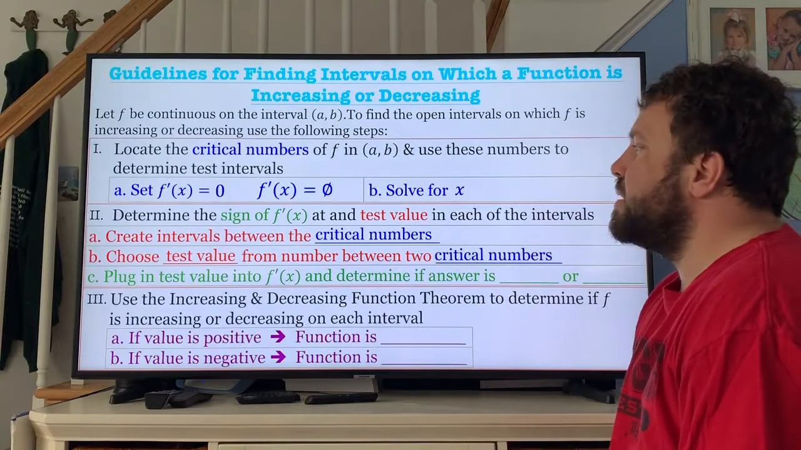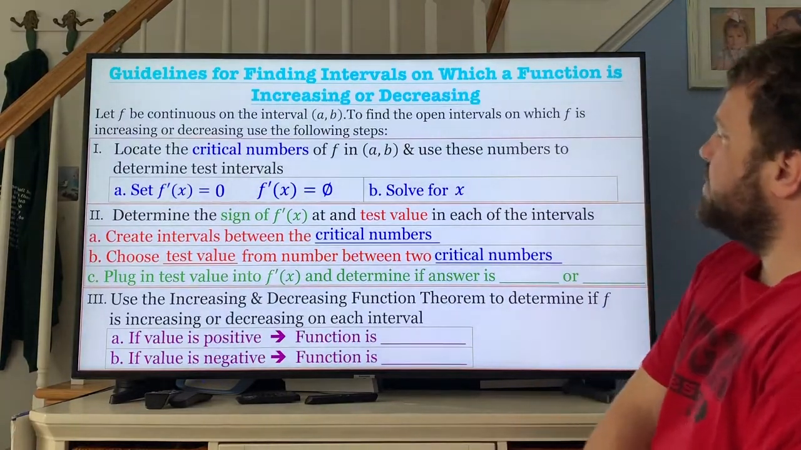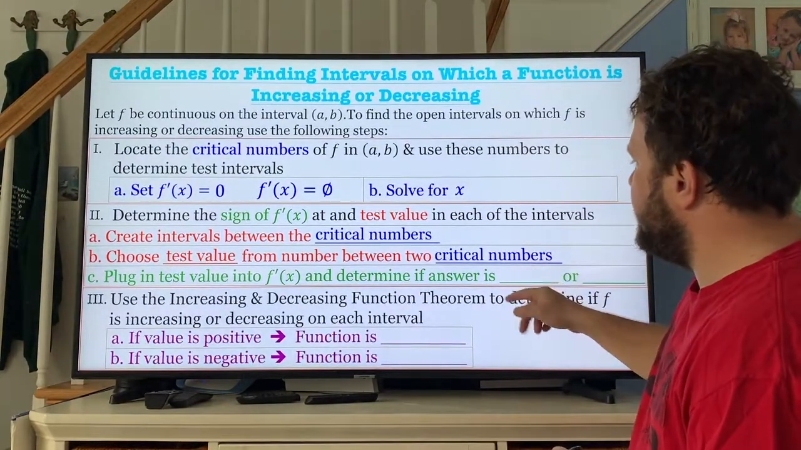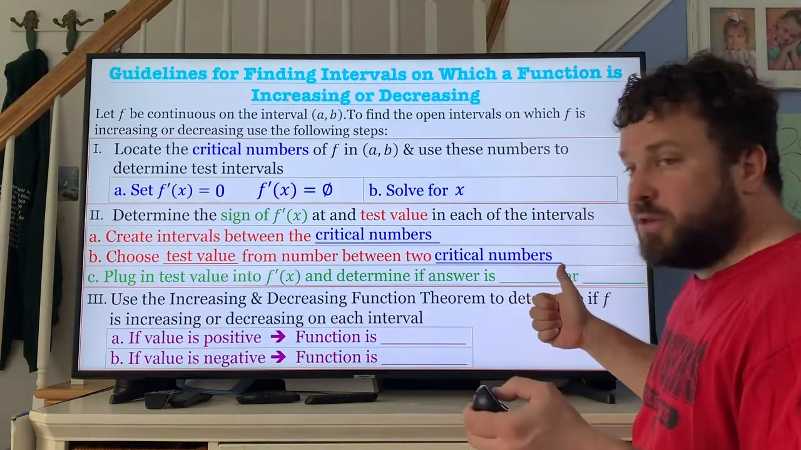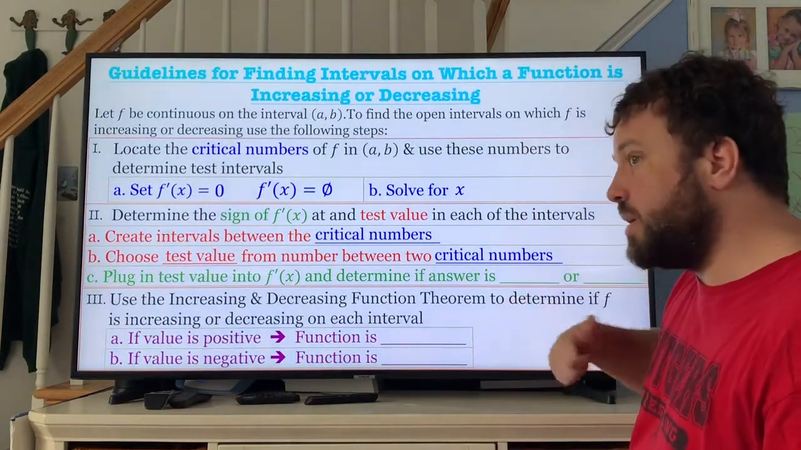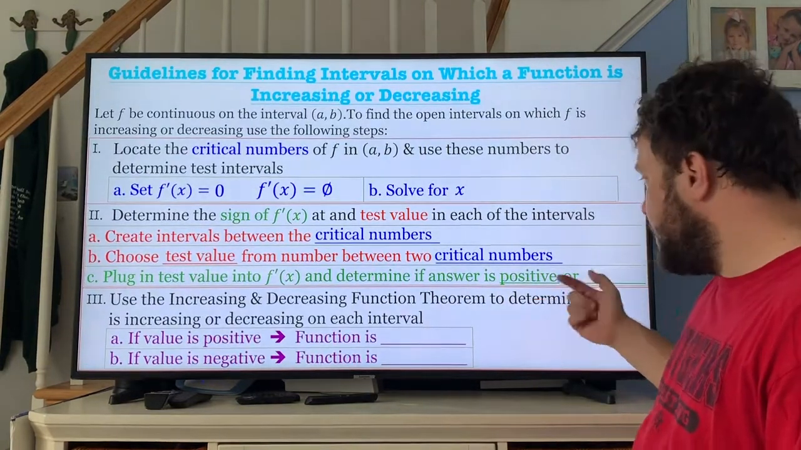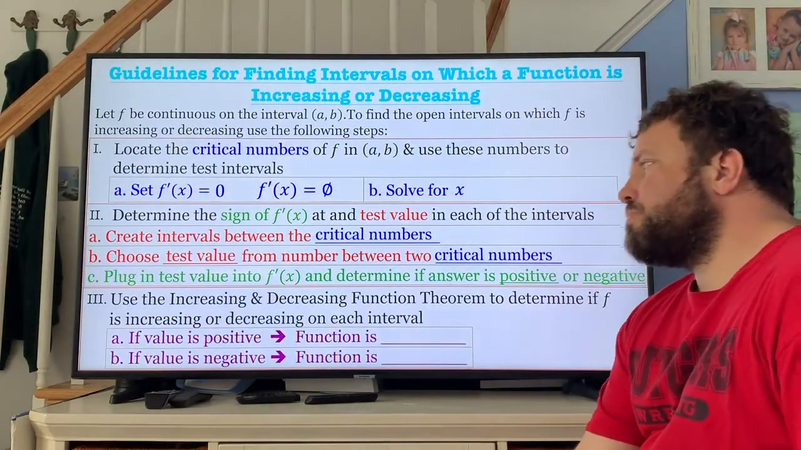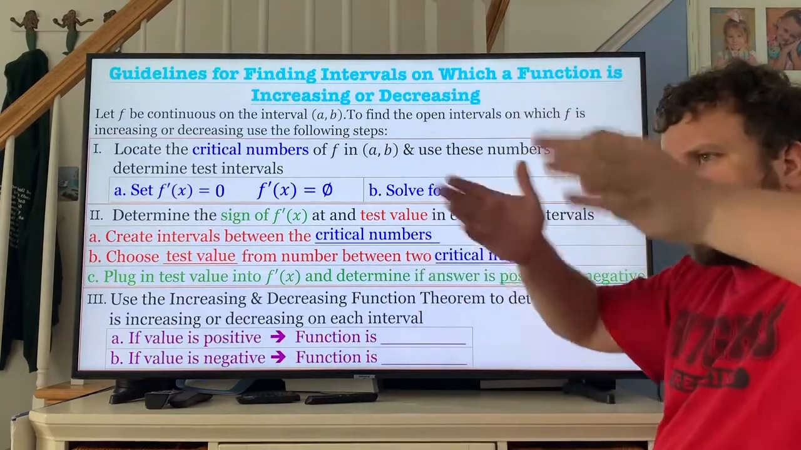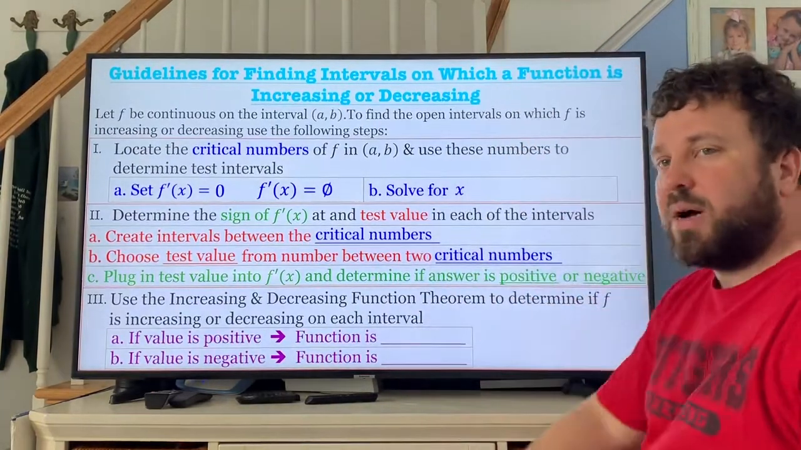All right? Plug your test value into f prime x and determine if the answer is positive or negative. It could be two things. It can't be 0, but it can be positive or negative. All right? So now we have our critical numbers set up. We know if everything in between is positive or negative.